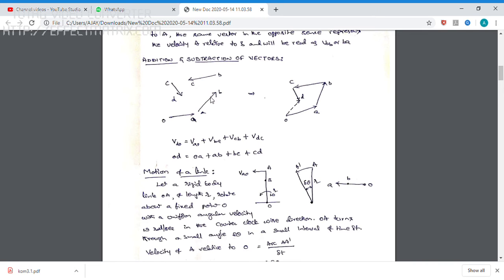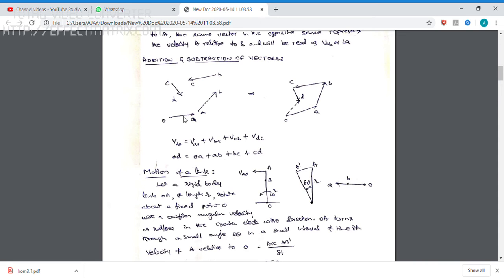AB represents the velocity of B relative to A, and so on. Actually, here, suppose I want the velocity of the T with respect to O. If you want to find the velocity of T with respect to O, how will we find it? First of all, we have to draw the velocity diagram in one particular sequence.